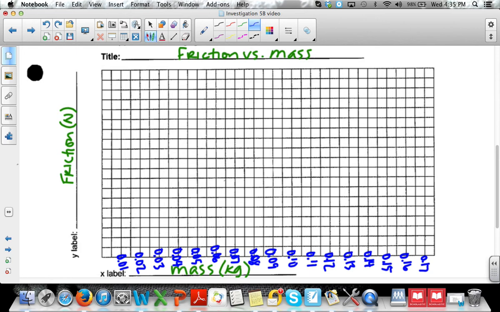Then the force of friction, let's see. This time I'm not going to skip lines, so I'm going to go 0.02, 0.04, okay, that should be fine for your force of friction. Alright, so then go ahead and plot your data on there.